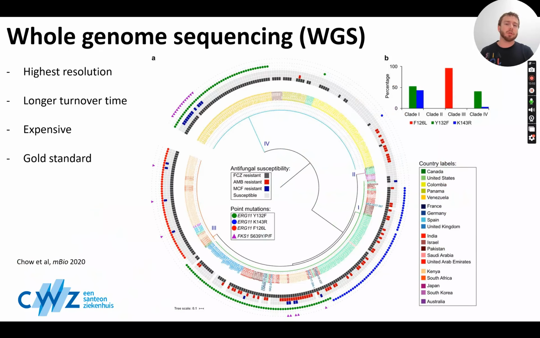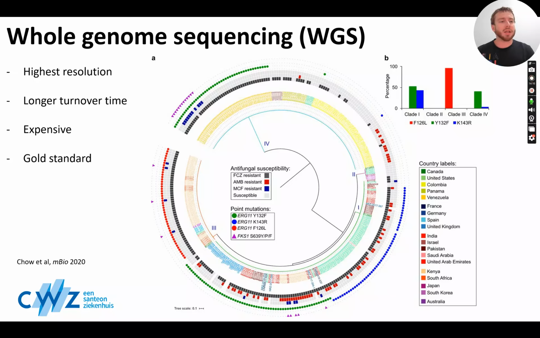But of course, the golden standard needs to be discussed as well, and that is whole genome sequencing. Why is this the golden standard? Well, by far it has the highest resolution. Even if two isolates differ in a single position, you can differentiate them if you have a good pipeline or good analysis ongoing. So that's excellent actually.